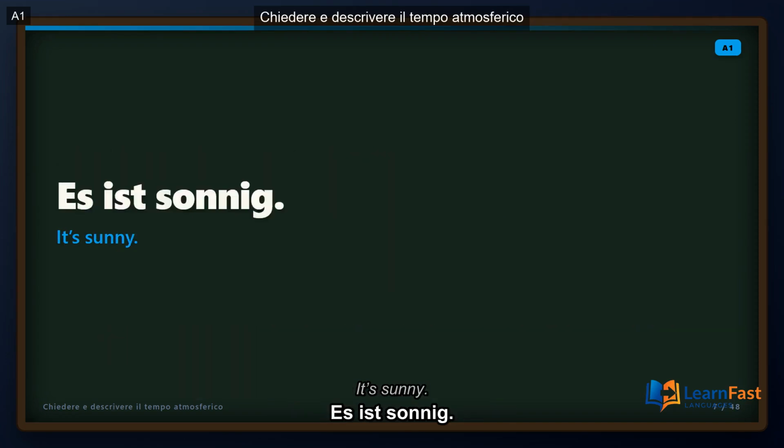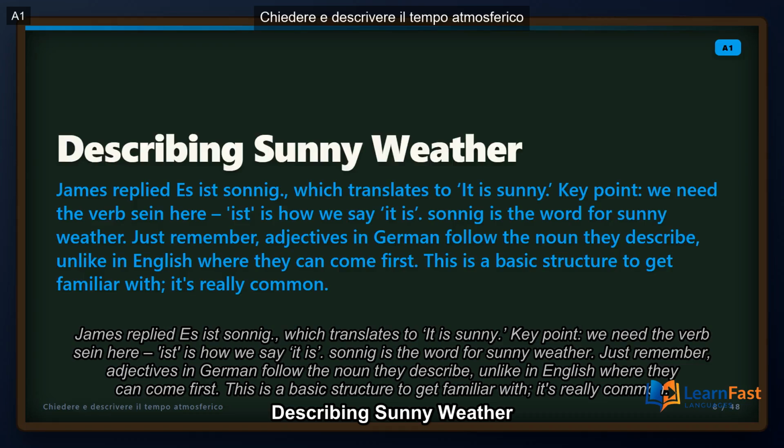James replied, "Es ist sonnig," which translates to it is sunny. Key point, we need the verb ist here, which is how we say it is. Sonnig is the word for sunny weather. Just remember, adjectives in German follow the verb they describe, unlike in English where they can come first. This is a basic structure to get familiar with.